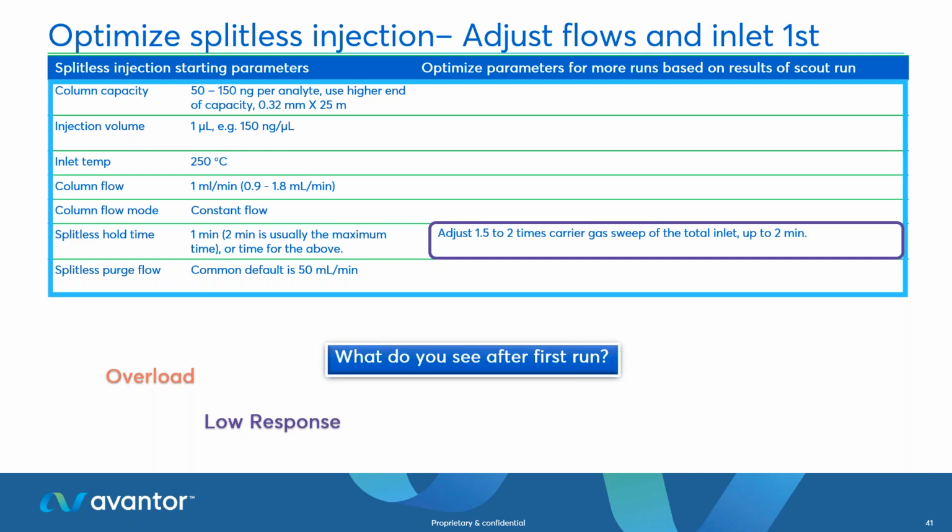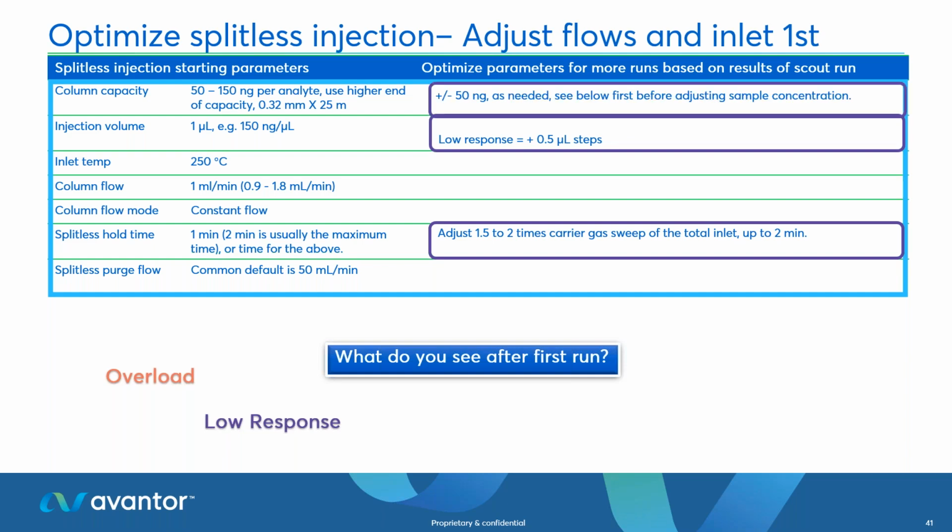So you can adjust this. You can just change it in increments if you want to, but you can also calculate 1.5 to 2 times the carrier gas sweep in ml per minute. And then you can adjust it and just see what time that takes you to. Injection volume, again, you can adjust it and increase it if you need to, and then the concentration. Same goes again for the peak degradation. This is again a little bit more tedious with it being a splitless injection, but this is more of a last resort, adjusting this inlet temperature.